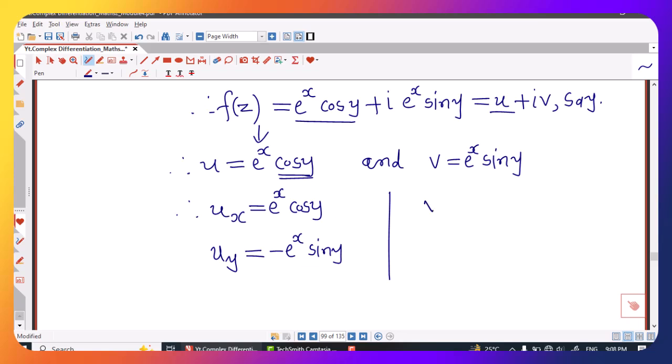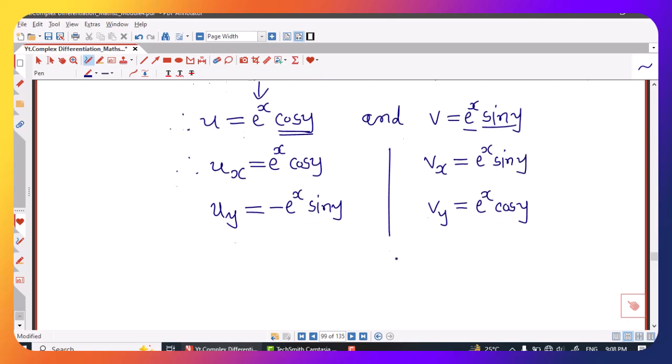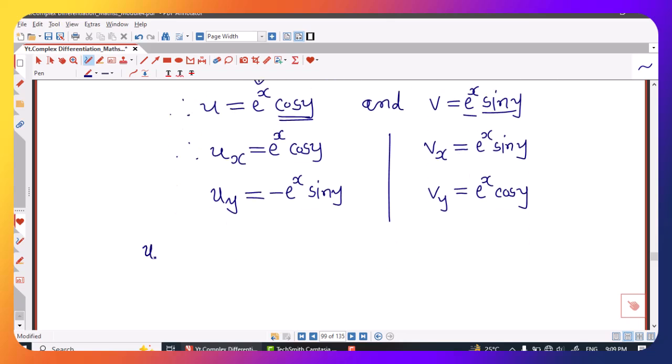And here we write partial derivative of v with respect to x, sin y is constant, derivative of e raised to x with respect to x is e raised to x. Del v by del y is e raised to x as it is, derivative of sin y is cos y. And now we can see that del u by del x is e raised to x cos y, del v by del y is e raised to x cos y at every point. Therefore, this equation is satisfied at every point.